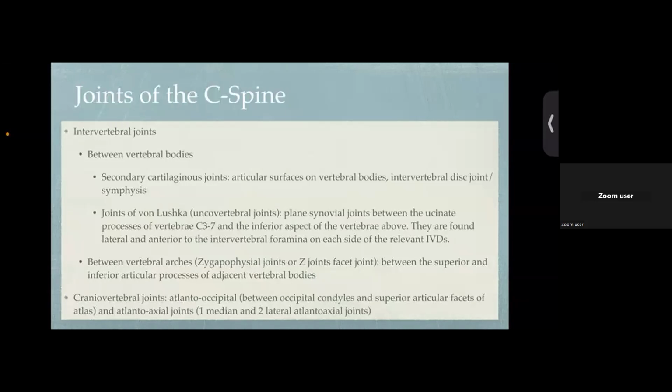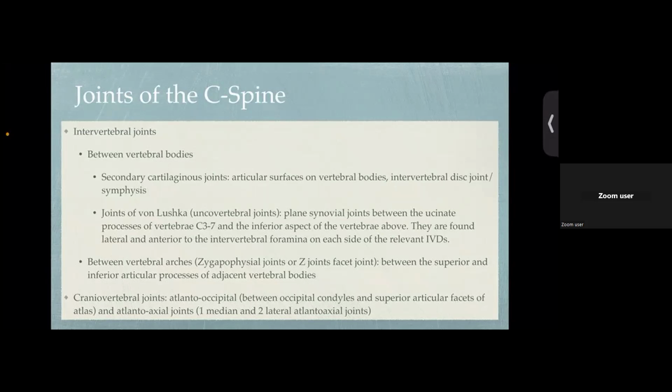So the joints of the C-spine: you have the intervertebral joints, which are between the vertebral bodies, between the articular surfaces of the vertebral bodies. That's the intervertebral disc joint, or symphysis joint. And then the joints of von Luschka, which are uncovertebral joints. Those are the joints between the uncinate processes of the vertebrae of C3 to C7, where the uncinate processes meet the inferior aspect of the vertebra above. They are found lateral and posterior to the intervertebral foramen on each side, and on each side of the relevant intervertebral disc.